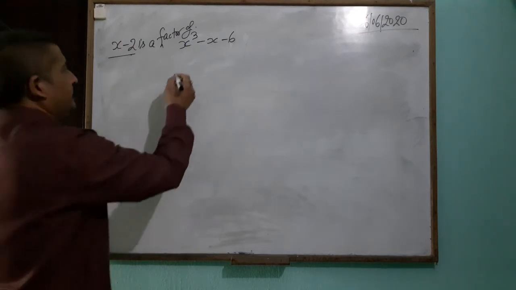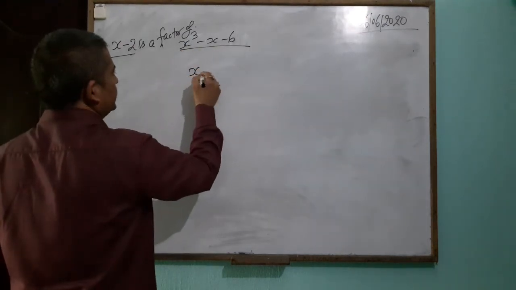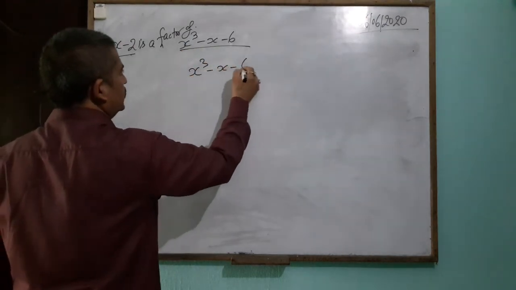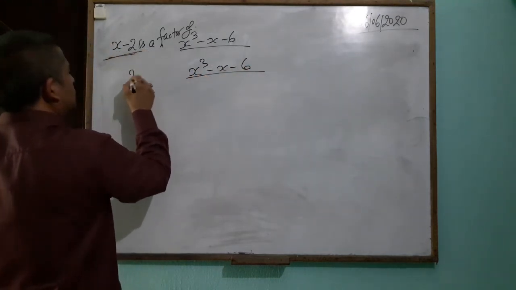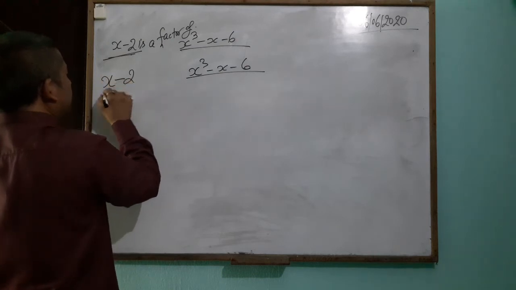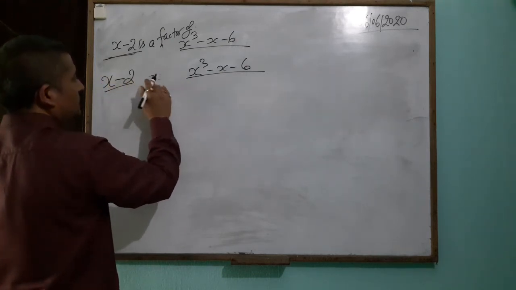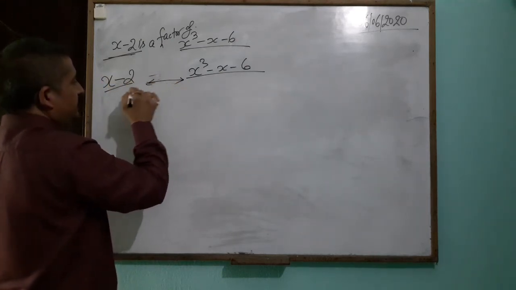So a question: a polynomial is given, x cube minus x plus c. Find whether x minus 2 is a factor of that or not. ये फाइंड करना है.